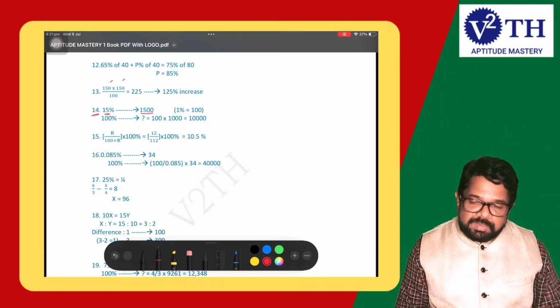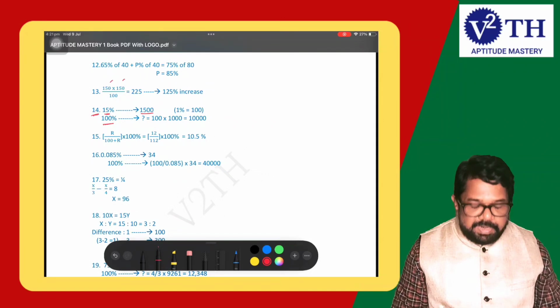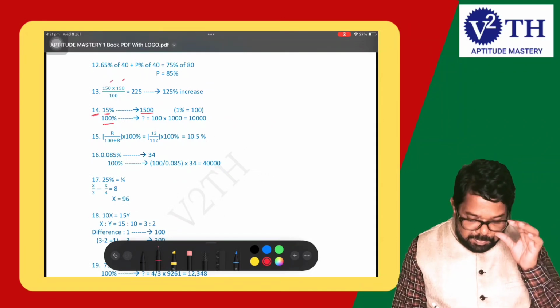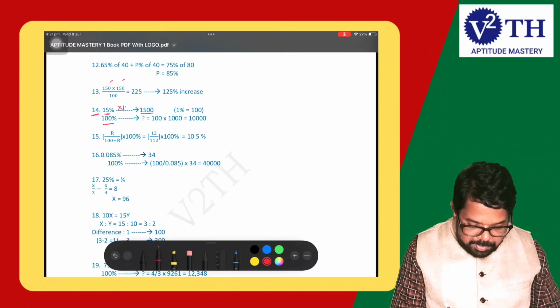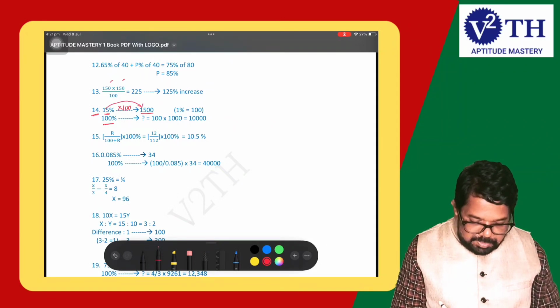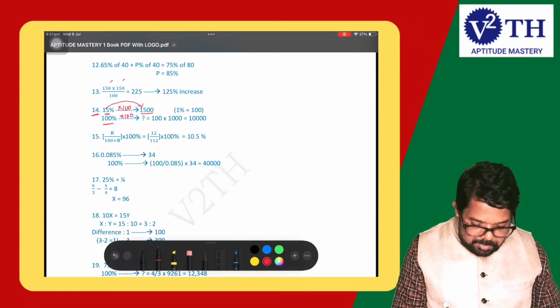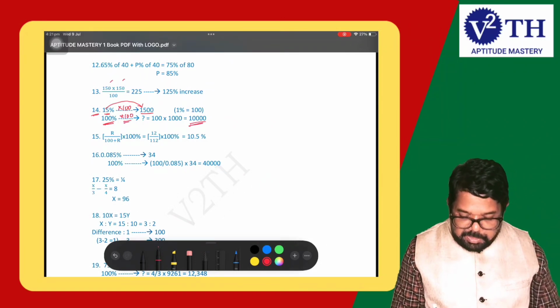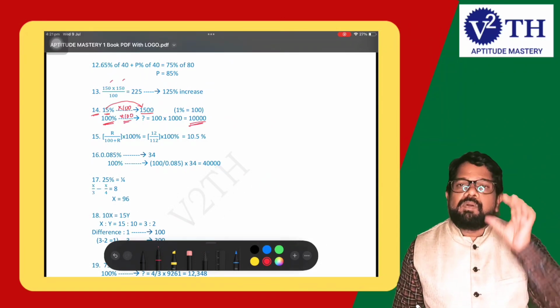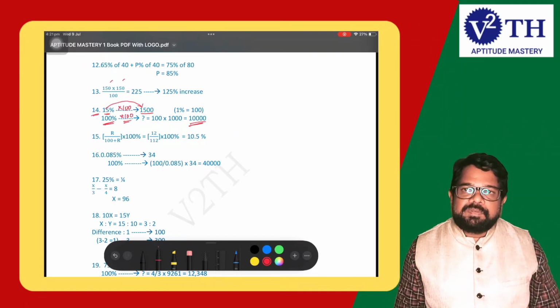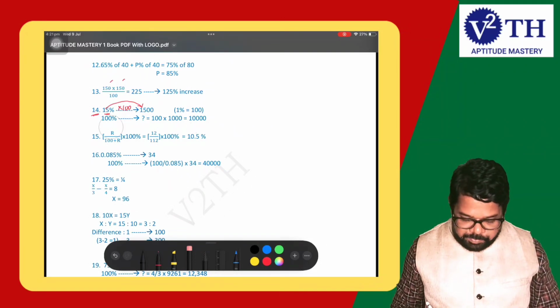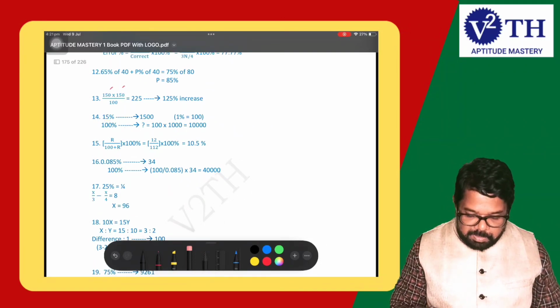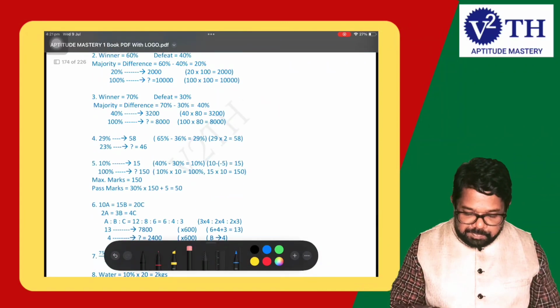Now how much is his total salary, means 100%, you have to calculate. How can you get 100%? 15% value 1500 means here simply into 100. 15 becomes 1500 means into 100. Here into 100 means here also into 100. So 100 into 100, how much? 10,000 rupees. So what is his salary now? 10,000 rupees. Understood? Now you can go for question number 15.